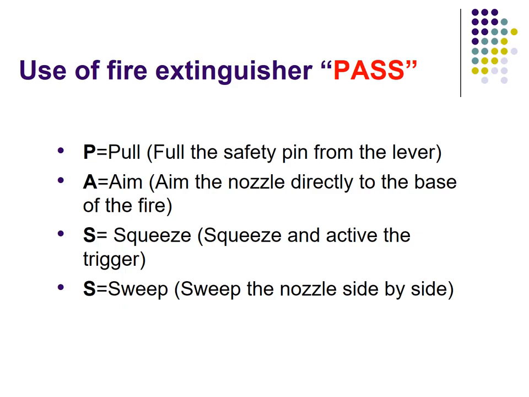Use of the fire extinguisher is PASS. PASS is the method of using a fire extinguisher. There is a full form. P means pull the safety pin from the lever. A means aim the nozzle directly at the base of the fire. S means squeeze the trigger to activate it. S means sweep the nozzle side to side. Okay, this is the standard method of using the fire extinguisher. PASS is the method of using a fire extinguisher.